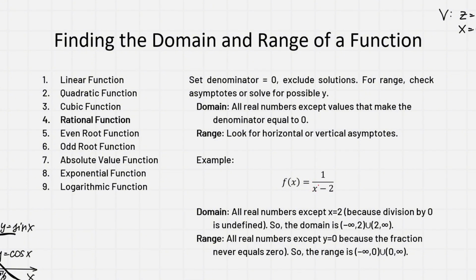Just focus on the denominator and then equate that expression: x minus 2 should not be equal to 0. And then solve the inequality. So basically you need to transpose this negative 2 to the other side. So we have x is not equal to positive 2. So this will be your domain.